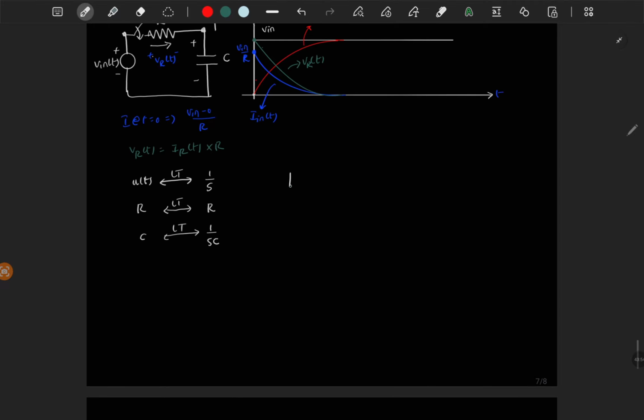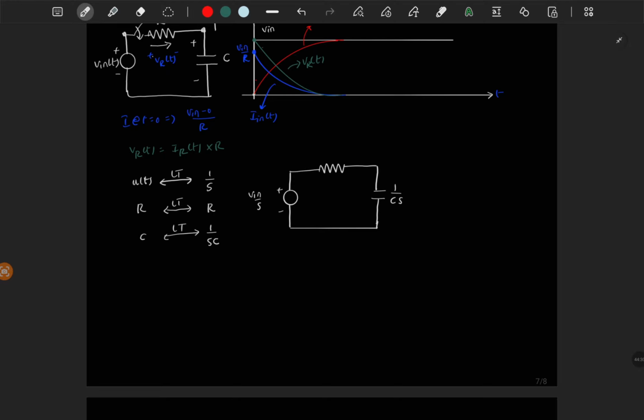So we can convert that circuit into the Laplace domain. We have u of t with amplitude Vn, so Vn times u of t, which gives Vn by S. The resistor is the same, and the capacitor is 1 by Cs. So this is very simple. If you don't know anything about the circuit, you can just convert it into Laplace transform.